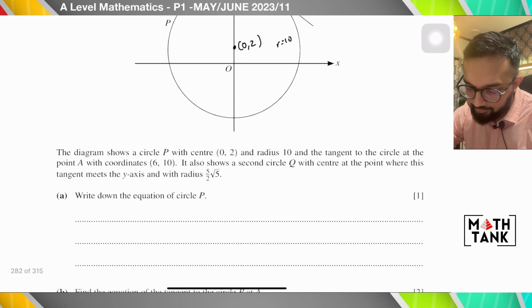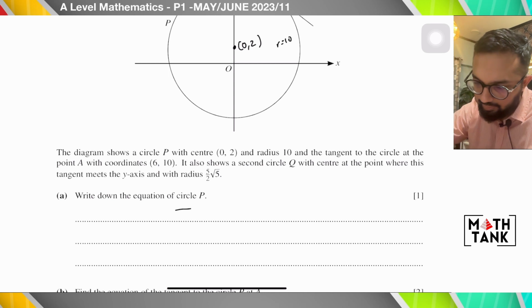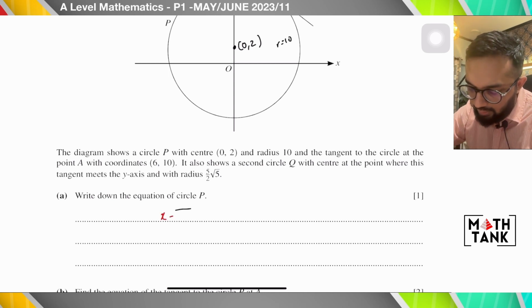Okay, write down the equation of the circle P. I think that's relatively simple. X minus 0 whole squared, y minus 2 whole squared equals 100. So x squared plus y minus 2 whole squared equals 100.